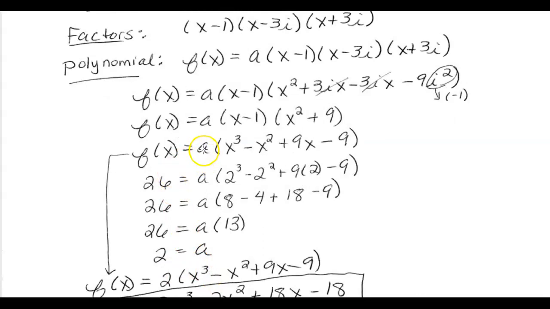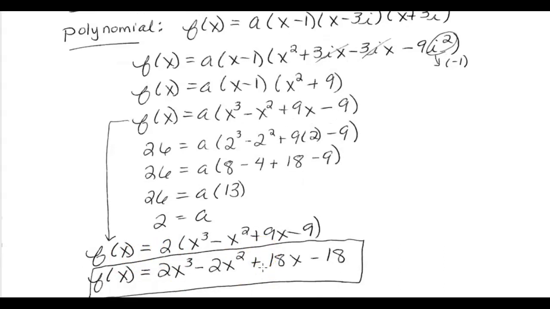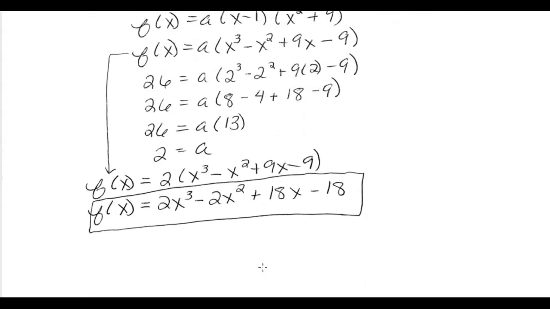So I can come back up here where I had my polynomial before I plugged in my numbers, and I can plug in what we got for a, and then just distribute it through the rest. So 2x cubed minus 2x squared plus 18x minus 18. That is the end of section 3.4.